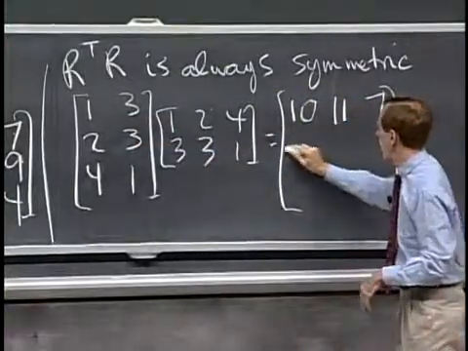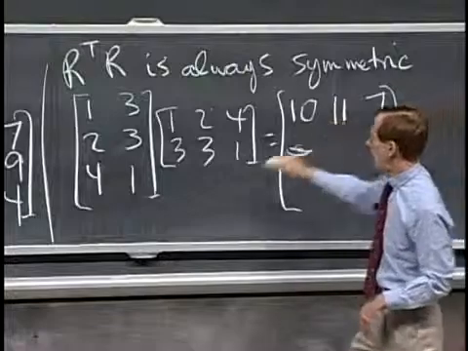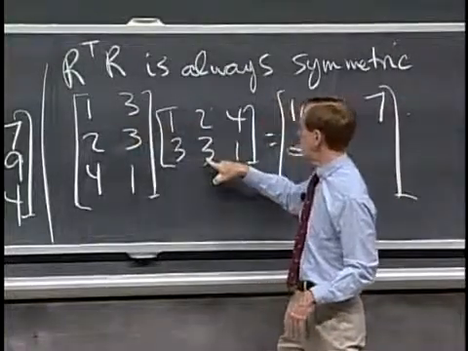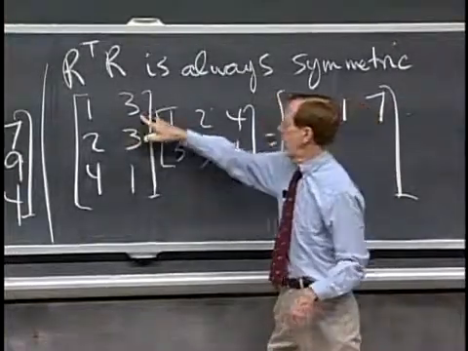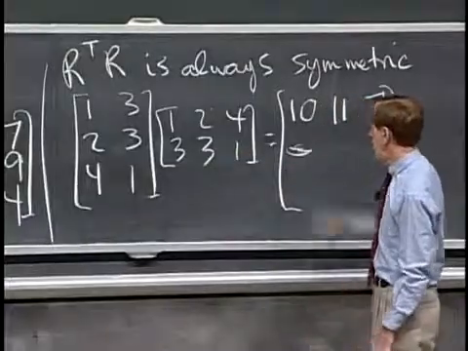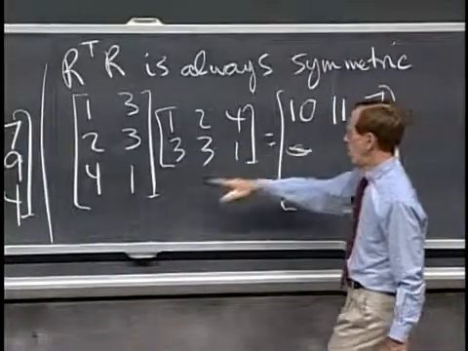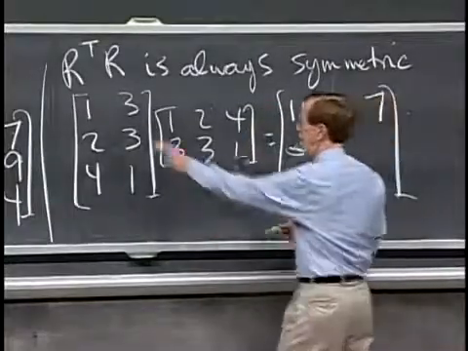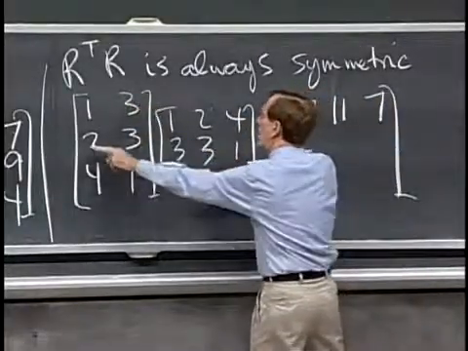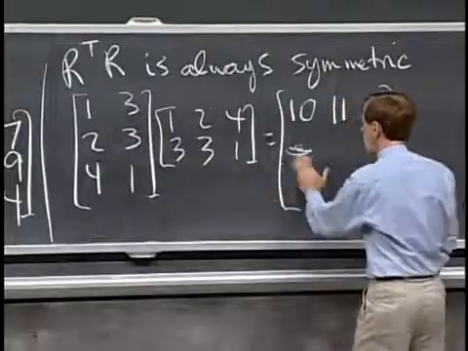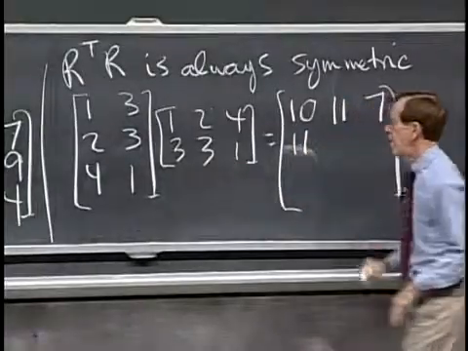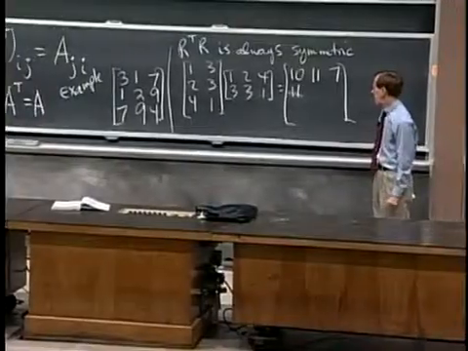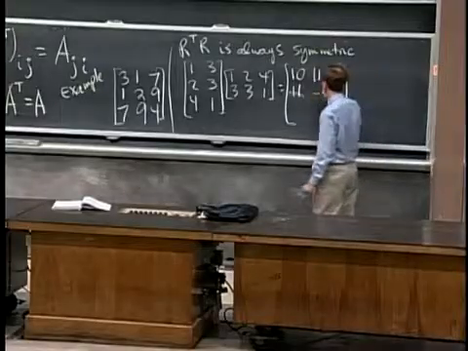Now what do I get there? This 11 came from (1, 3) times (2, 3), right? Row 1, column 2. What goes here? Row 2, column 1, but no difference. (1, 3) times (2, 3), or (2, 3) times (1, 3), same thing. It's going to be an 11. That's the symmetry. I can continue to fill it out.